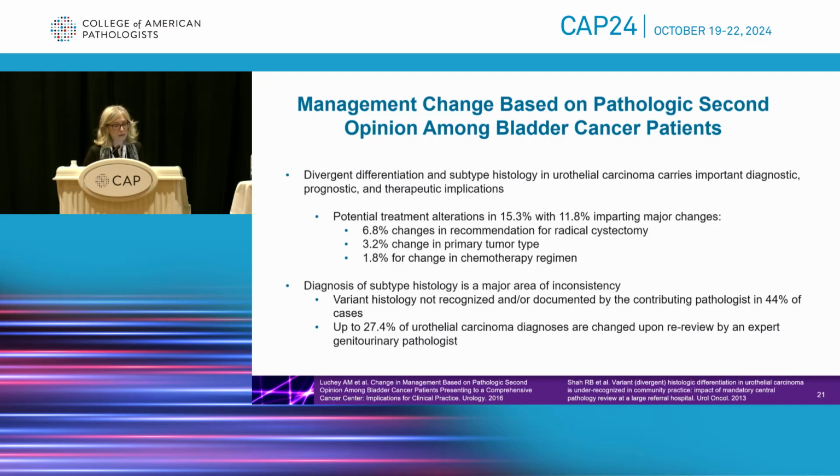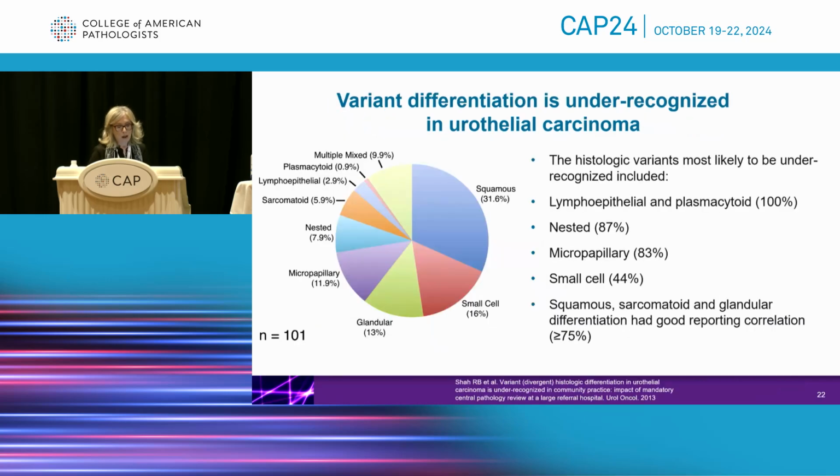And it appeared that the diagnosis of subtype histology was one of the major areas of inconsistency, with variant histology not recognized or documented by the contributing pathologist in 44% of cases, and up to 27% of cases of urothelial carcinoma diagnosis being changed upon re-review by a GU pathologist. And in particular, the subtype histologies that were less likely to be recognized were lymphoepithelial-like and plasmacytoid, nested, micropapillary, and small cell, whereas squamous and sarcomatoid and glandular differentiation had a good reporting correlation.